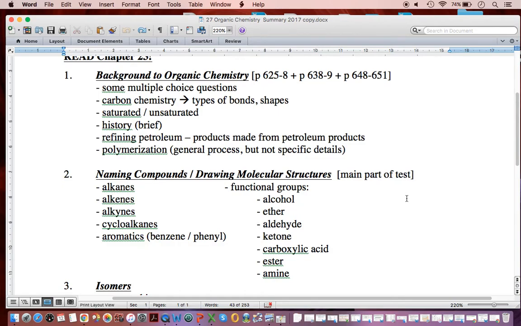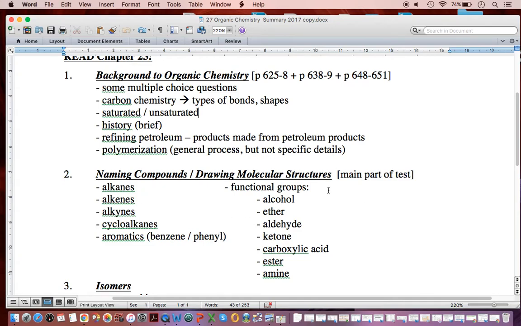But the big focus in the section was, hey, how do we name compounds, and how do we go from a name to a structure? So that's what you're doing. You're going back and forth between these two things. So we have alkanes, alkenes, alkynes. We start with those. Then we went to cycloalkanes. And we introduced the aromatics based on benzene, the benzene ring, and of course if it's a branch, then we just change its name to phenyl.